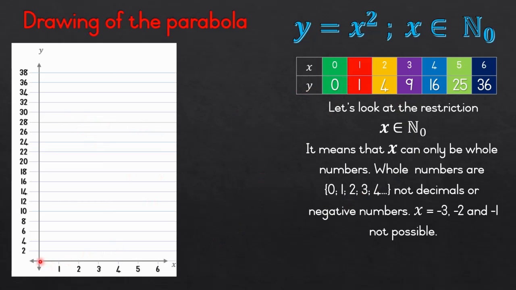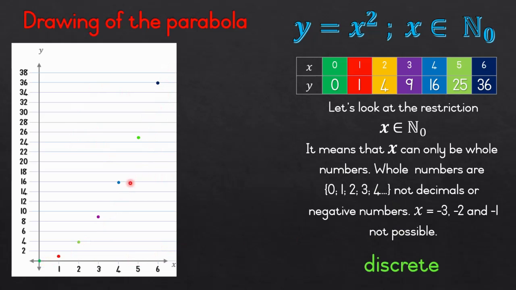So for 0 it was 0, for 1 it's 1, for 2 it's 4, 3 is 9, 4 is 16, 5 is 25, and 6 is 36. After we've plotted our points, now we go back to look at our restrictions. Our restrictions say it is whole numbers. Therefore, it can't be decimals or negative numbers. So these numbers that fall in between these numbers are not included in our graph. Therefore, this graph is discrete.